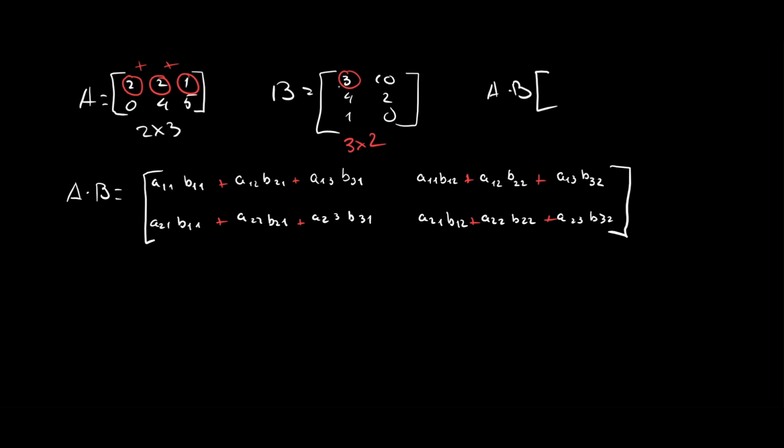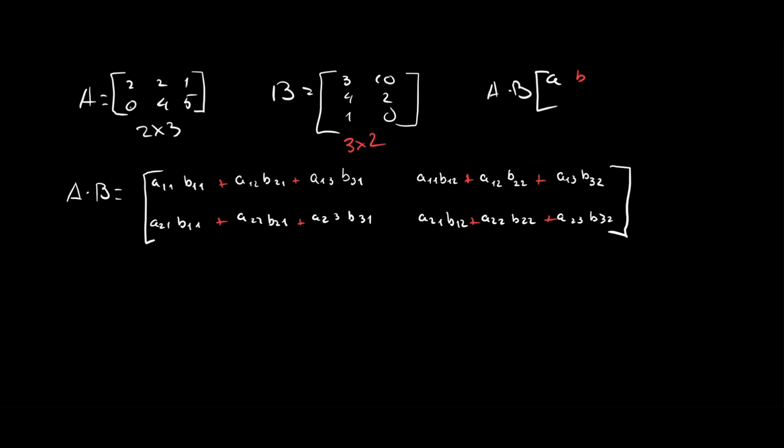Awesome. After that, we do the same, but with column 2. So we take this number and multiply by 10, take 2 and multiply by 2, and take 1 and multiply by 0. So this is going to be our number B. Going to write it like this.